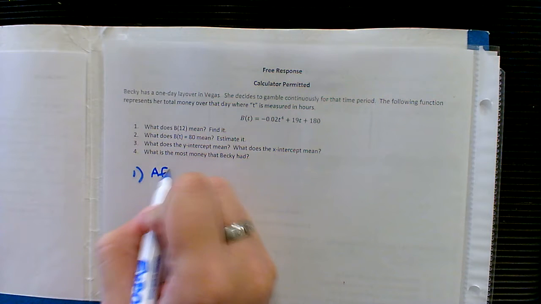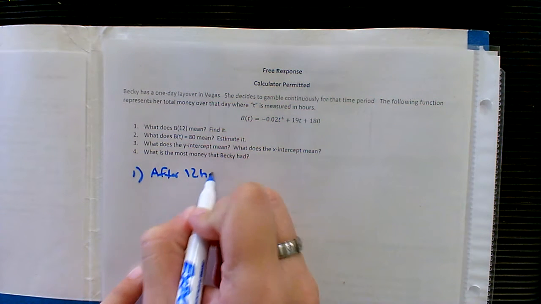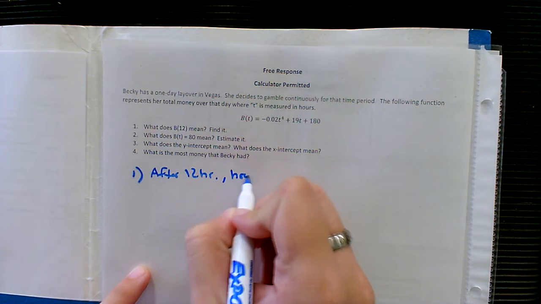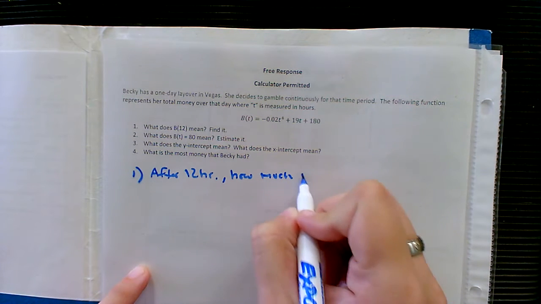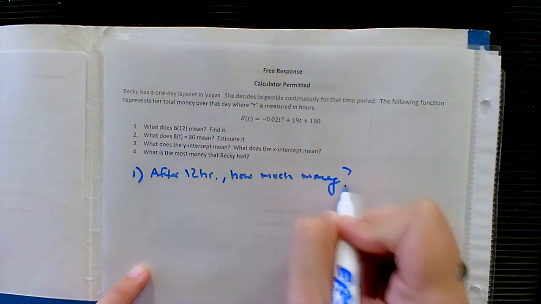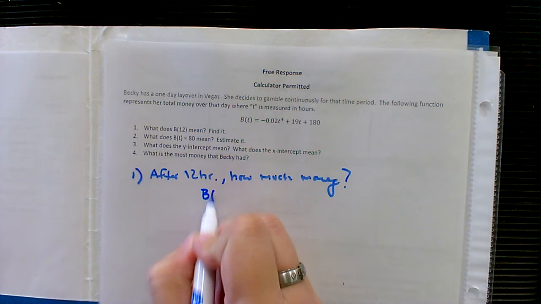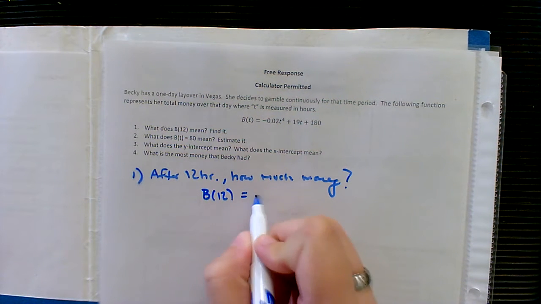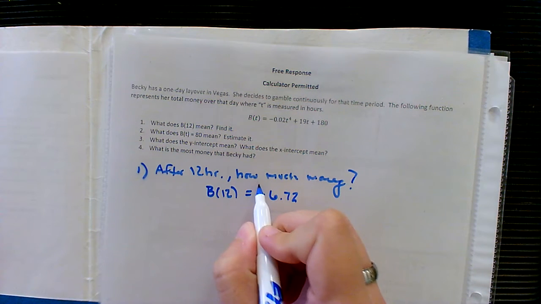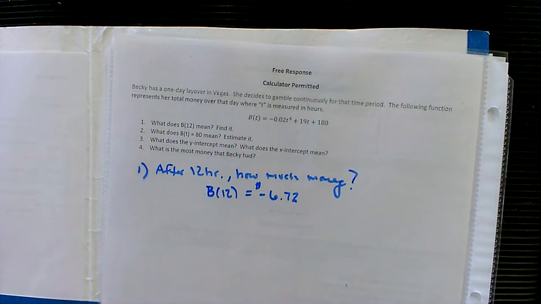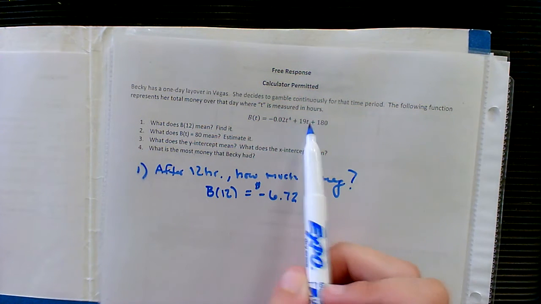All right, after 12 hours, how much money? All right, again, if you can't read my chicken scratch, let me know. Did you find it? Yes. What was it? Negative 6.72. And how did you find it? I plugged in 12 for all the t's. Perfect. She plugged in 12 for all those t's.